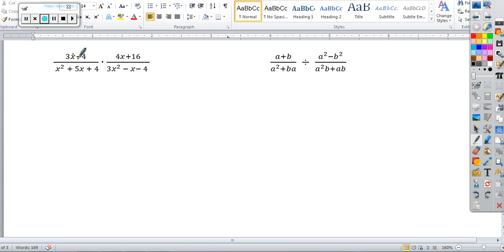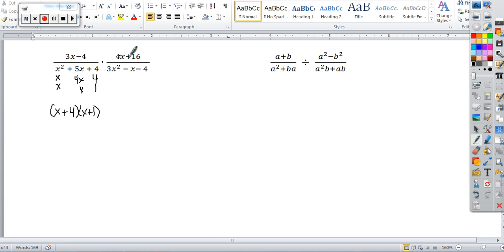Okay, so here we go. When you're multiplying and dividing, the rules are totally different. You're supposed to factor every part, numerator and denominator, and simplify. So we're looking at this one here, our 3x minus 4, nothing factors out of that. We look at this here, and this will factor. We've got x and x, and our factors of 4 that add up to 5, I believe 4 and 1 will work. Yes, 4x and 1x give you 5x. So this would factor to x plus 4 and x plus 1.